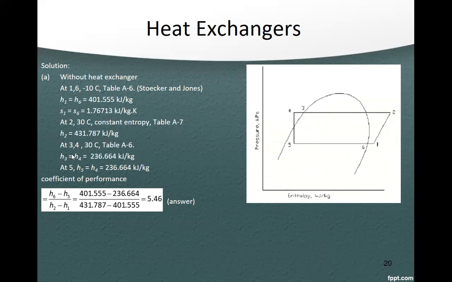Okay. So at 3 and 4, 30C, table A6, H3 is equal to H4 is equal to 236.664 kilojoules per kilogram. At 5, H of 5 is equal to H of 4 is equal to 236.664 kilojoules per kilogram. So yan. So pagkuha ng properties, wala na sa YouTube. Kung tinuro sa inyo sa refrigeration din o hindi man. It's up to you na kung may mga rules naman yan pagkuha ng table, di ba? Interpolation. So yung mga technique, mga example, makikita nyo naman yun.